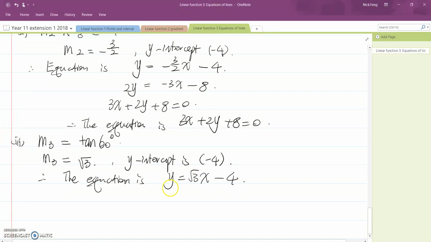Again, we need general form, so put everything to one side. Remember, make sure x is positive.